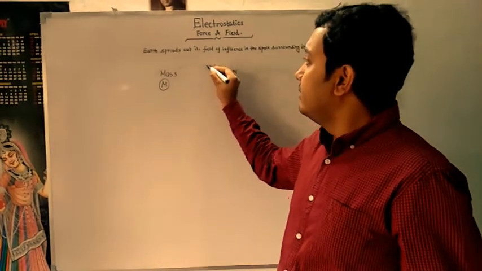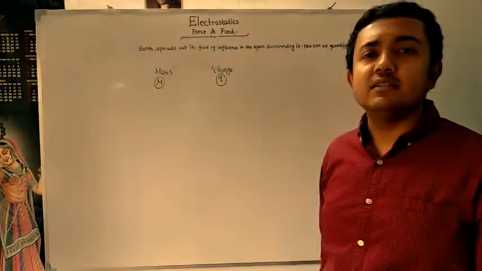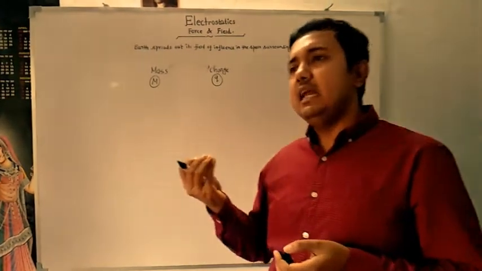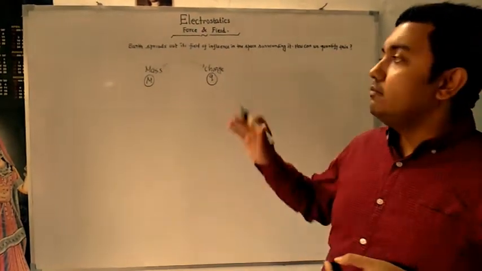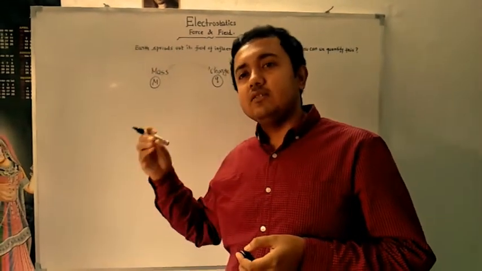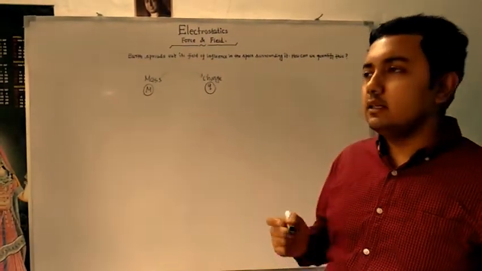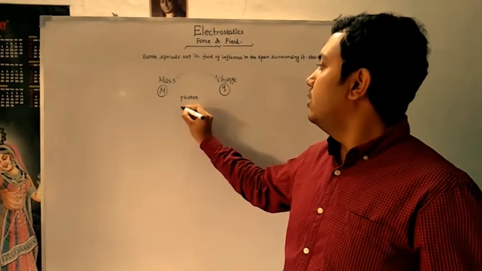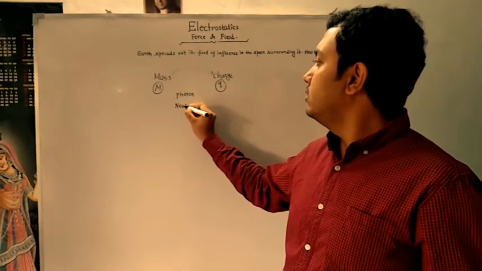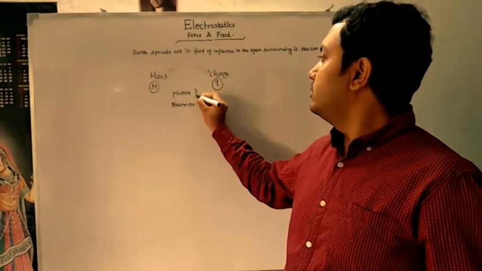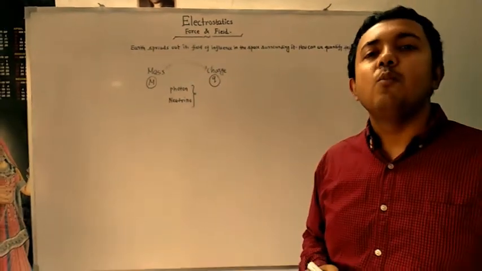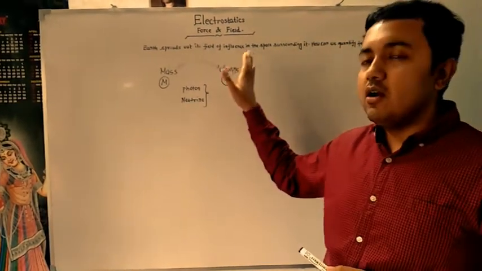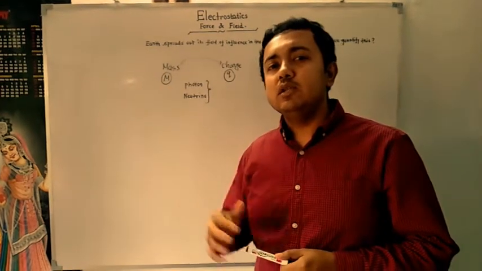There is a relationship between mass and charge. If we find any elementary particle in nature that is massless, then it is also chargeless. For example, we can consider the photon or the neutrino also. They are well-known massless, chargeless particles. So, charge cannot exist in nature without any mass.